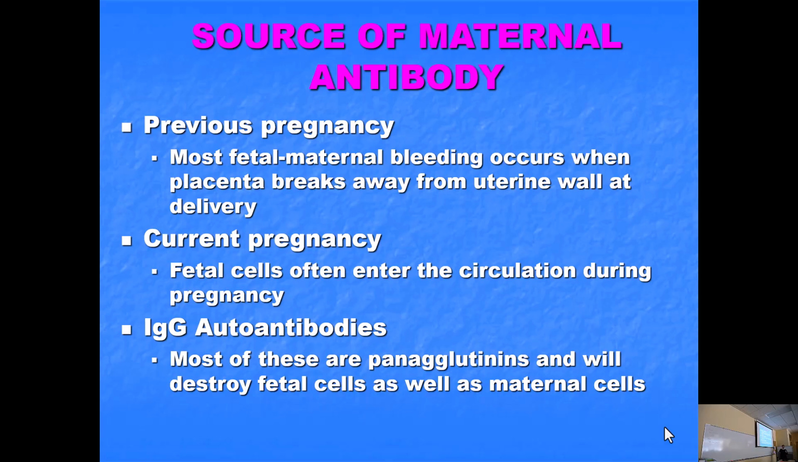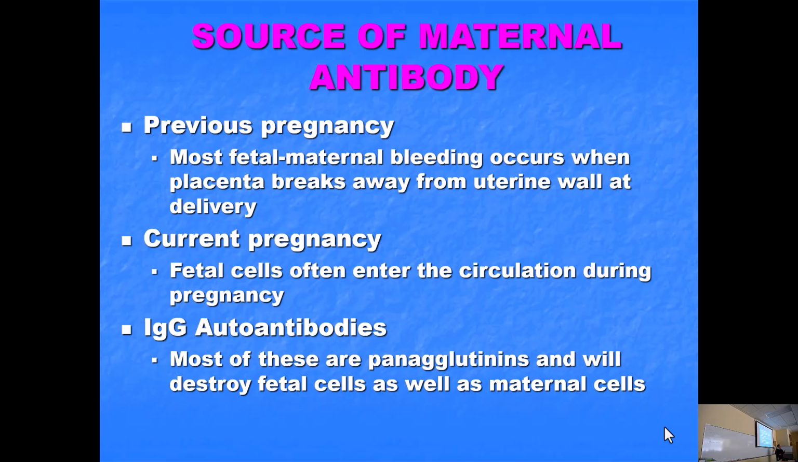Current pregnancy. Fetal cells often enter the circulation during pregnancy. Things like, as I said, when we do an amnio, we take a needle in through mom's belly, into the uterus, into the cord. We find the cord, and if that cord bleeds a little bit, those cells get into mom's system, and mom's going to recognize it. So that can happen.